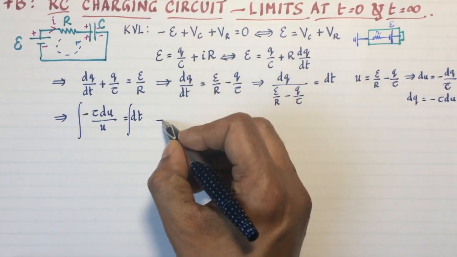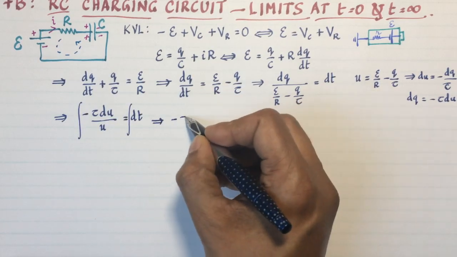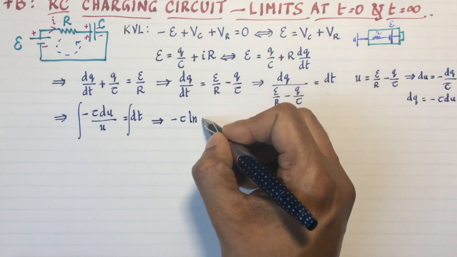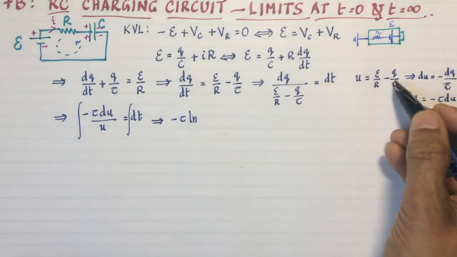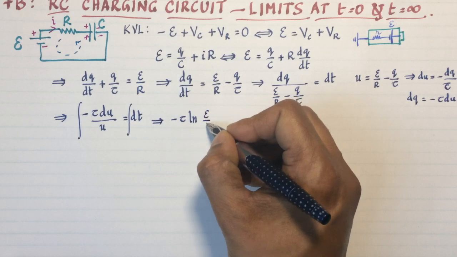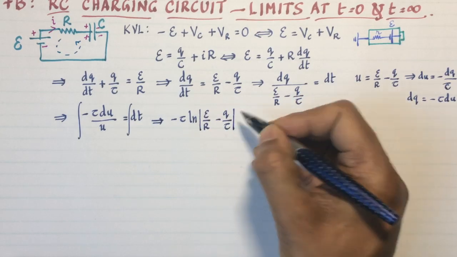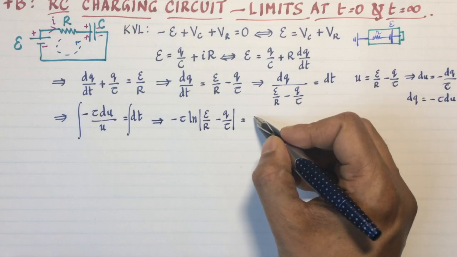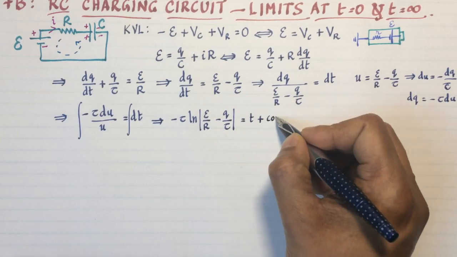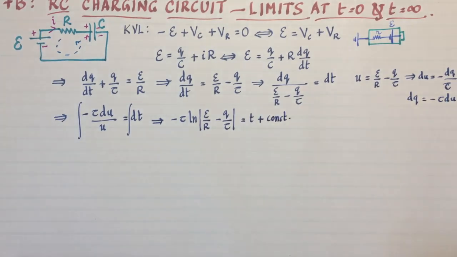So let's integrate both sides, and that gives you negative tau natural log of u. But natural log of u is just that, so I'll just rewrite that, e over r minus q over tau. I'll put an absolute value sign just to make sure it's always positive, and that's equal to t plus some constant, which I'll write again as const.